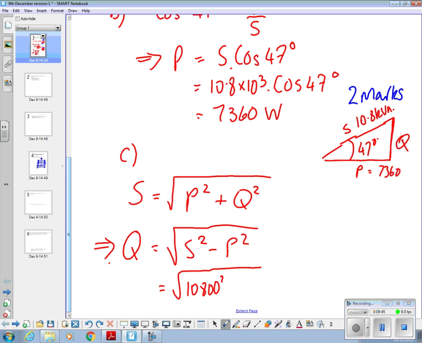10,800 squared minus 7360 squared equals. And the answer? How did you do it, Luke? I used sine for the same equals Q over S. Okay, we'll see if we get the same answer.